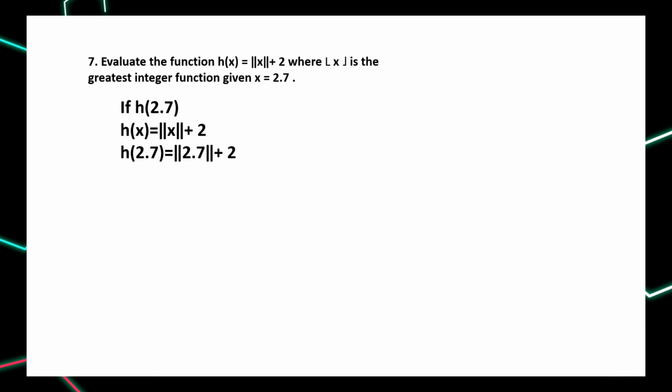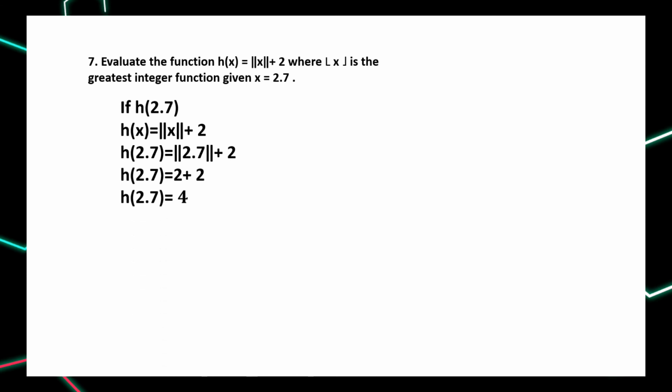So di ba si 2.7 ay nasa pagitan ni 2 at 3? So sino yung mababa dun sa dalawa? So mas mababa si 2. So si 2 yung kukunin natin as greatest integer function. So this will become 2 plus 2, that will be 4.